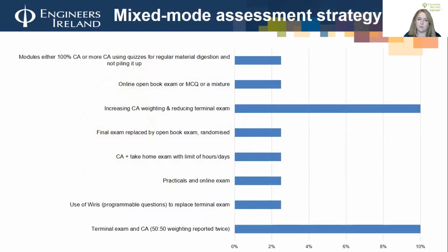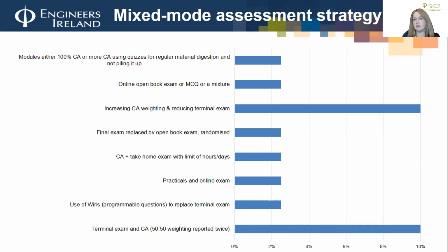Those who reported mixed mode assessment strategies forecasting for 2020-21 and how they will conduct engineering education assessments, by and far the majority were related to this slight shift in the dynamic and how we assess in engineering. So a terminal exam and continuous assessment, sometimes a 50-50 weighting, sometimes the weighting wasn't expressly stated, or increasing the continuous assessment weighting and reducing your terminal exam.